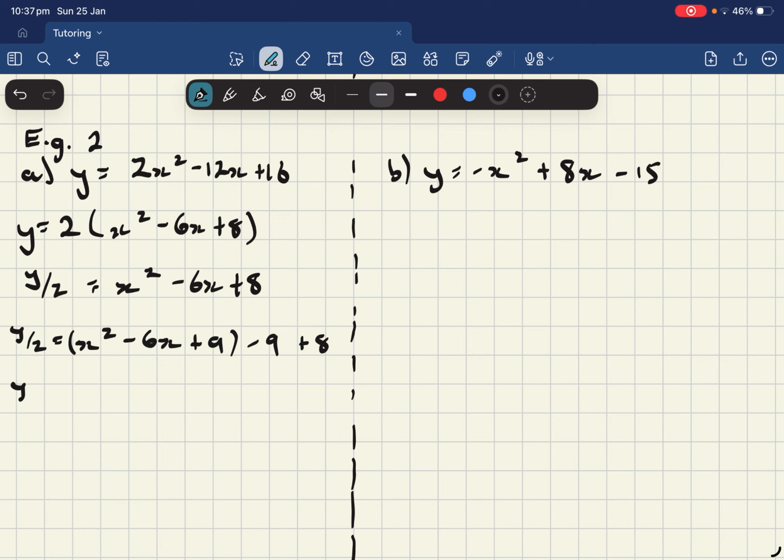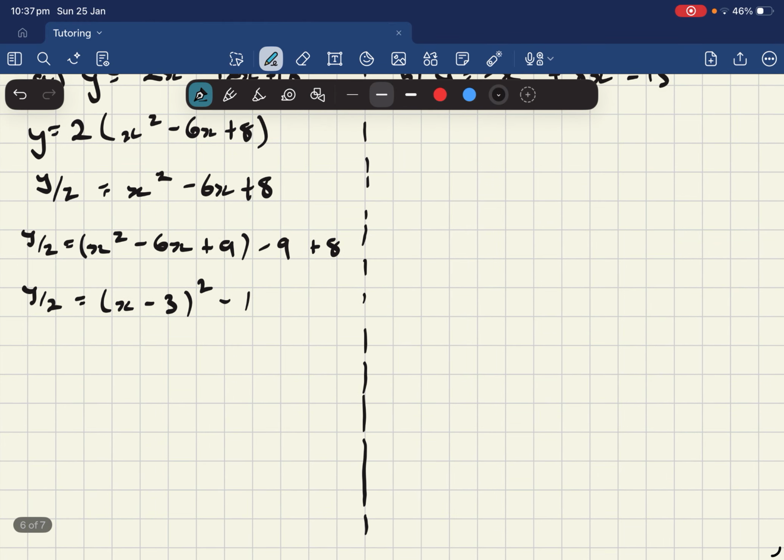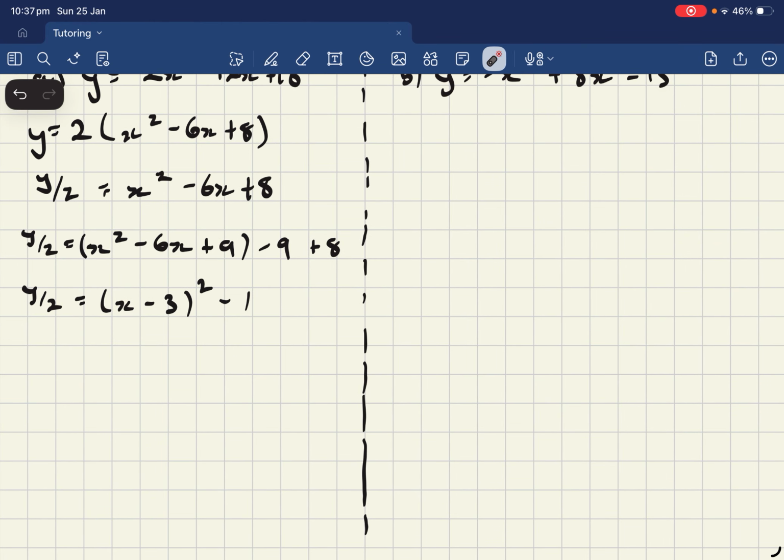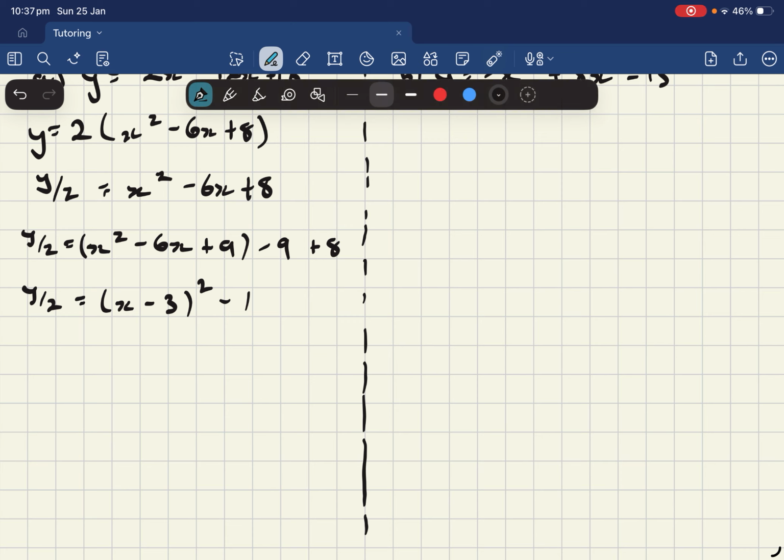Now what I get is y over 2. And with this one, I want two numbers that multiply to give positive 9 and add to give negative 6. Those are going to be minus 3 and minus 3. So this will factorize down to x minus 3 squared minus 1. And then now I can just get this 2 back onto this side. So I'm going to multiply this entire expression by that. So 2 will get multiplied to this term and to this term over here. So multiplying the 2, I get y equals 2 outside of x minus 3 squared minus 2.